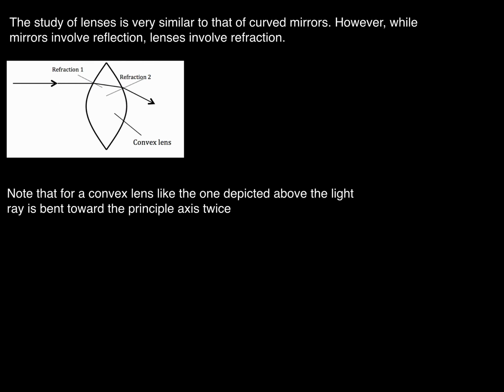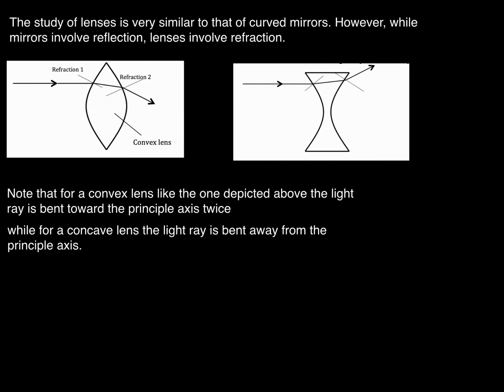Note that for the convex lens, like the one depicted above, the light ray is bent towards the principal axis twice. While for the concave lens to the right, the ray is bent away from the principal axis. It is for this reason that a convex lens is a converging lens, where light all converges on a single point. Concave lenses are diverging lenses, in which the light rays all bend away from each other and never meet.